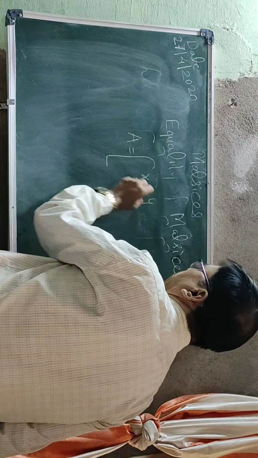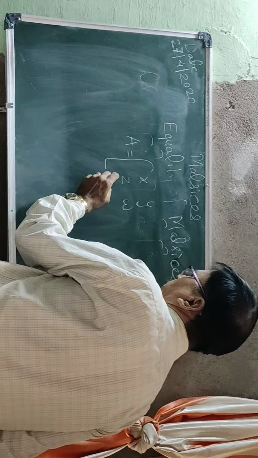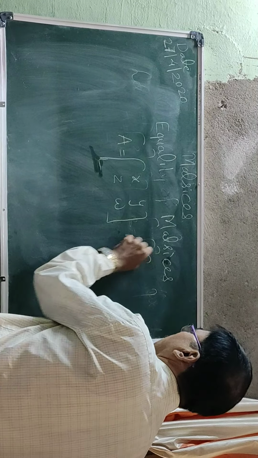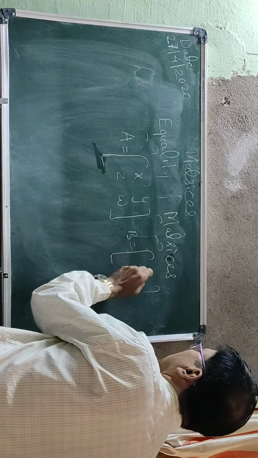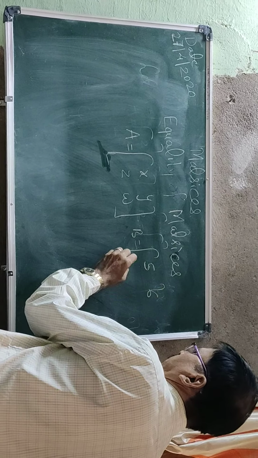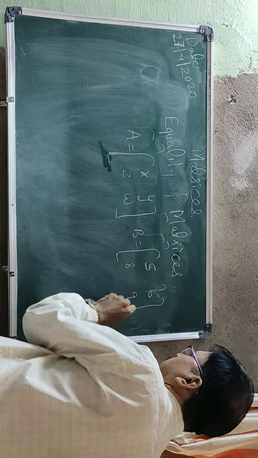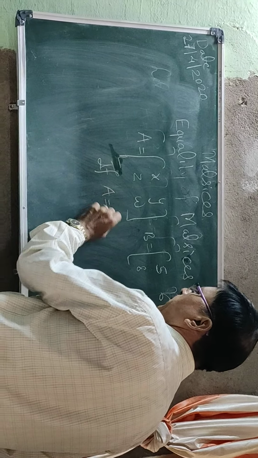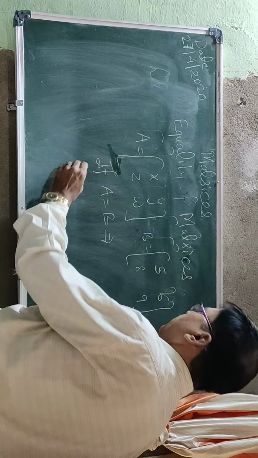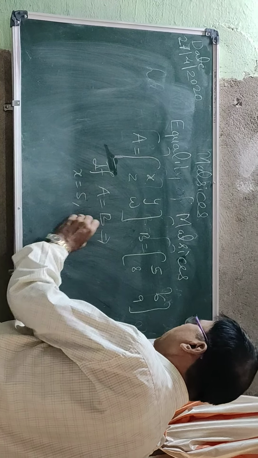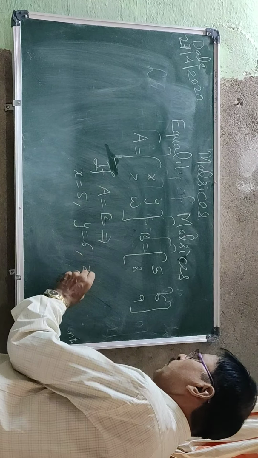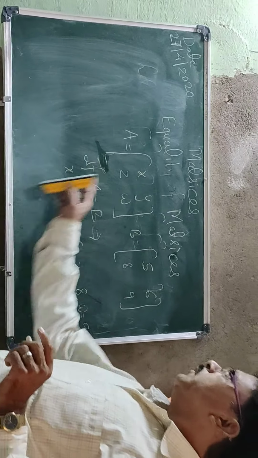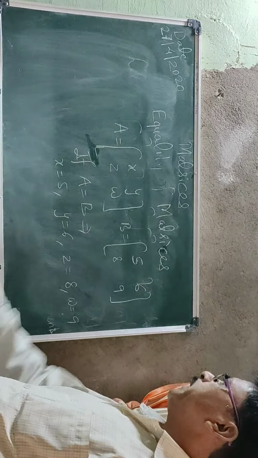Similarly, the matrix A is equal to X, Y, Z, W, and B is equal to 5, 6, 8, 9. If A is equal to B, this implies X is equal to 5, Y is equal to 6, Z is equal to 8, and W is equal to 9. So these two matrices A and B are equal, therefore their corresponding elements are equal.